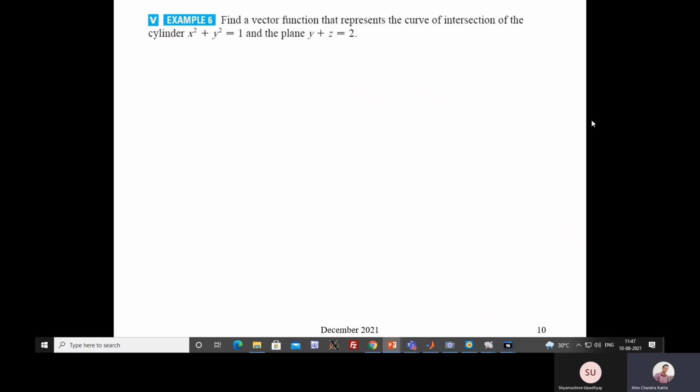Can you think about parameterizing this? Find a vector function that represents the curve of intersection of this cylinder x squared plus y squared equal to 1 and the plane y plus z equal to 2. So obviously, this is a cylinder. Can you tell me, if the cylinder is cut by a plane parallel to the xy plane, then what is going to happen? We are going to get what?